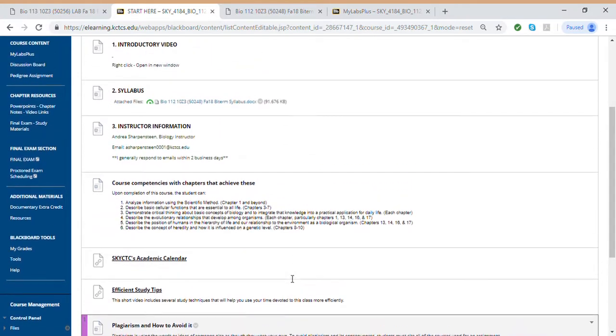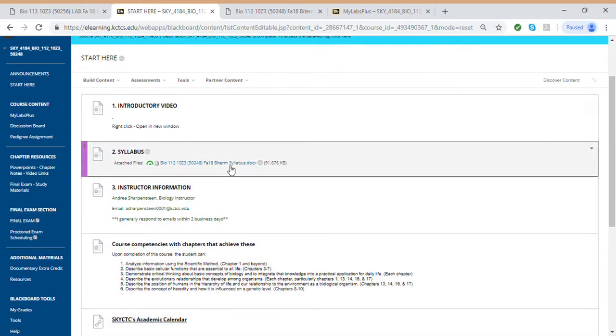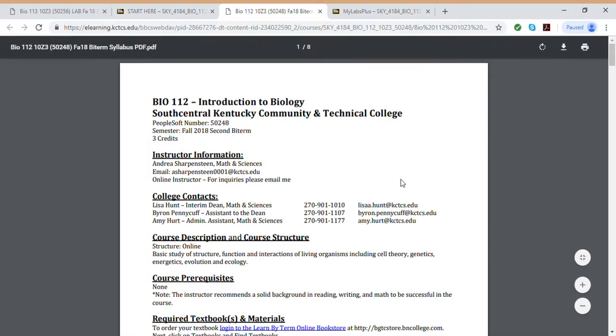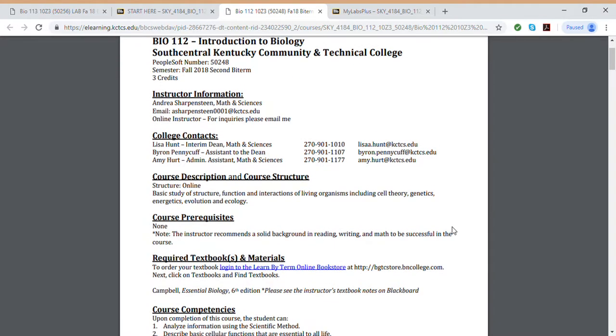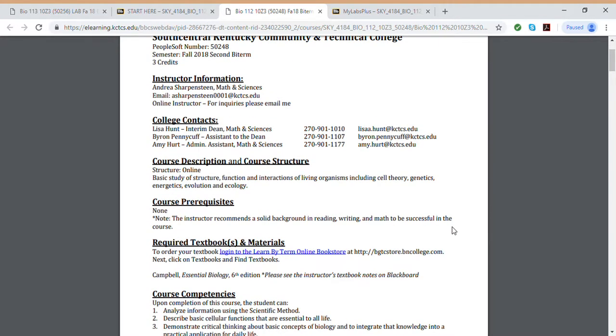Alright, so now let us go into the syllabus. So you will click on this and it'll open up a Word document, but I already have it pulled up right here. So I'm just going to click right here. Alright, so here is my information again with my email. And I am an online instructor, so if you do have any questions, please email me.